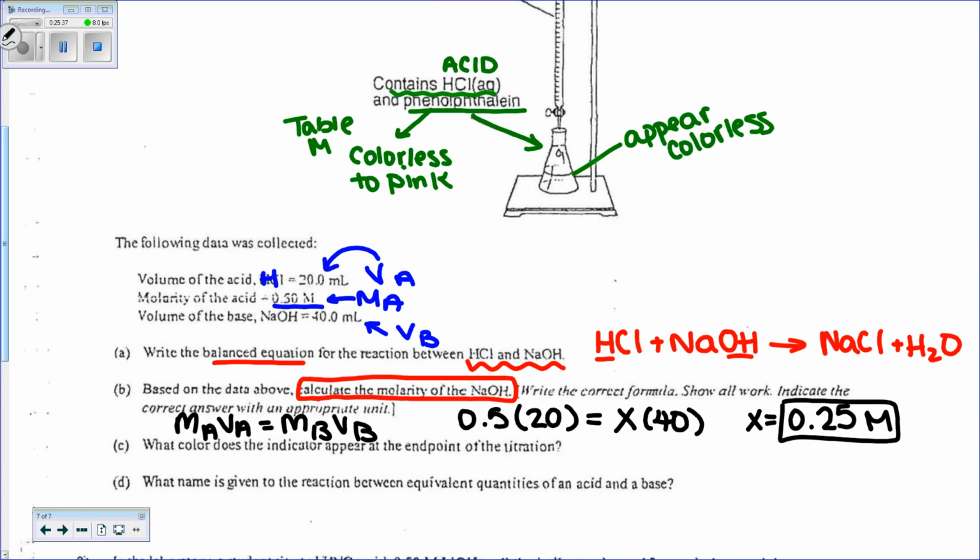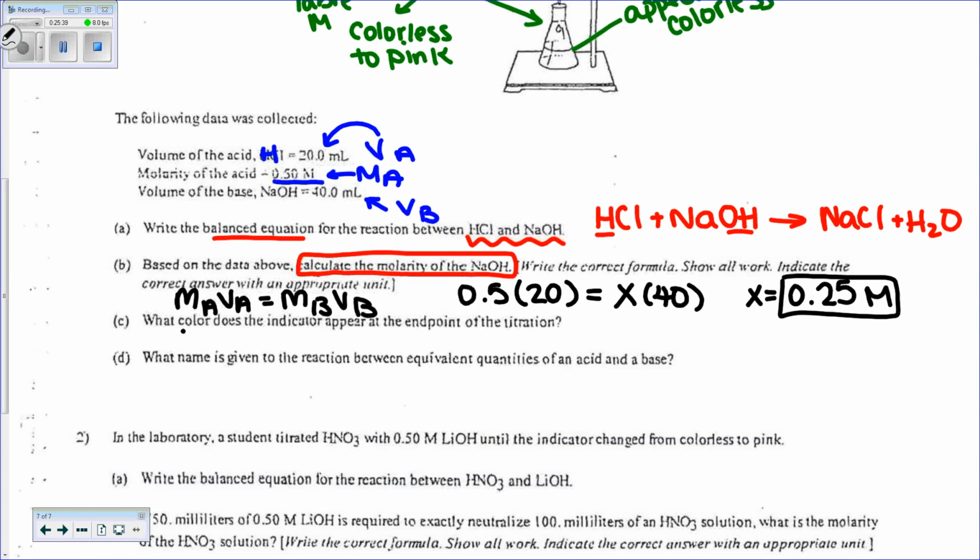Part C says, what color does the indicator appear? Well, the indicator, remember, was phenolphthalein. It went from colorless to pink. At the end point, well, it's when I change colors. So I start colorless, I turn pink. So I'll be pink at the end. And D says, what name is given to the reaction between equivalent quantities of acid and base? Acid plus base gives me salt and water. That is neutralization.